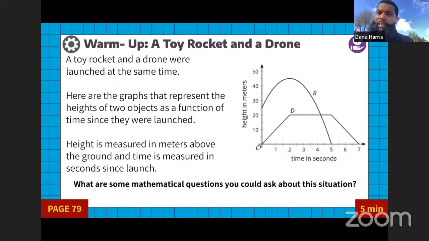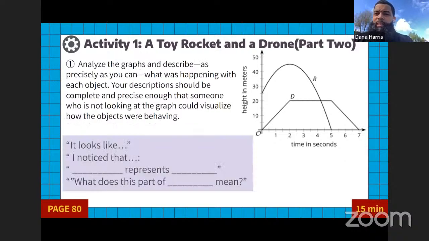Now, when we look at this, let's see what it's asking us to do. It says, analyze the graphs and describe as precisely as you can what's happening with each object. Your description should be complete and precise enough that someone who is not looking at the graph could visualize how the objects were behaving. This is very, very important because there are different pivotal points in the 2 paths of these objects, and if you can describe them, then you can actually do the mathematics on paper and answer questions.